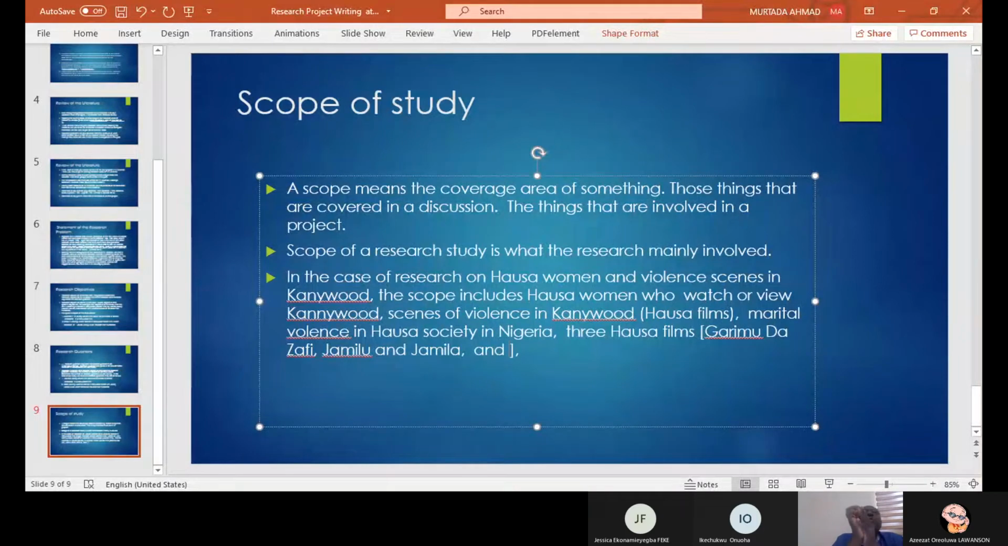Can somebody give me the name of a Hausa film, a title? Hello? Can somebody give me a title of a Hausa film among those of us here? Can Amina give me a title of a Hausa film? Yeah? Okay, maybe Abdul can give me one. Okay? 3 Hausa films, for example, Gerimo da Safi, Jamila, and Jemilu. Okay, so if I cannot remember, maybe okay.